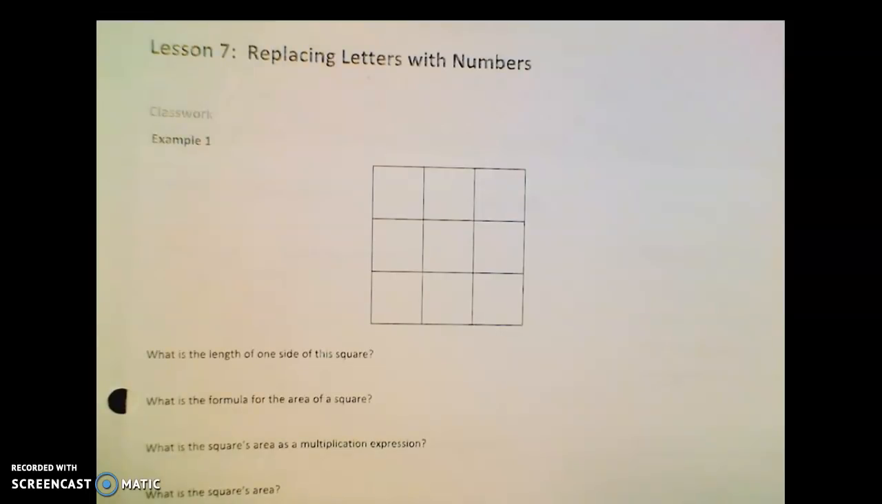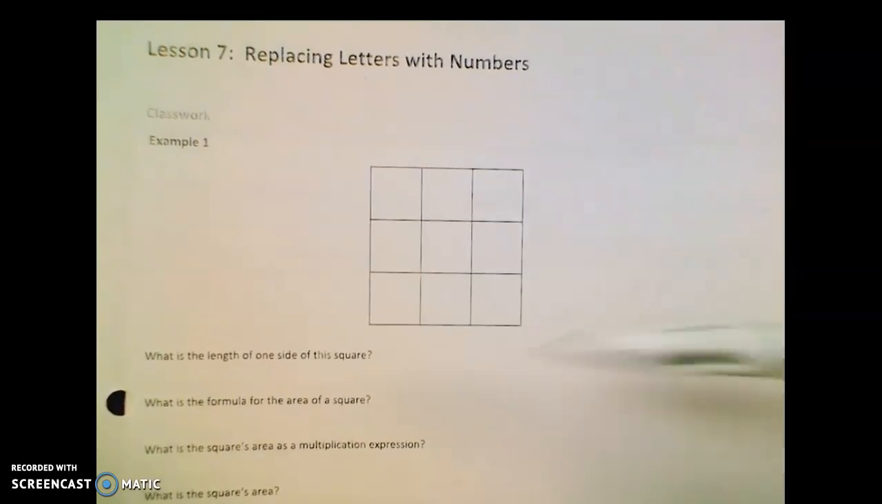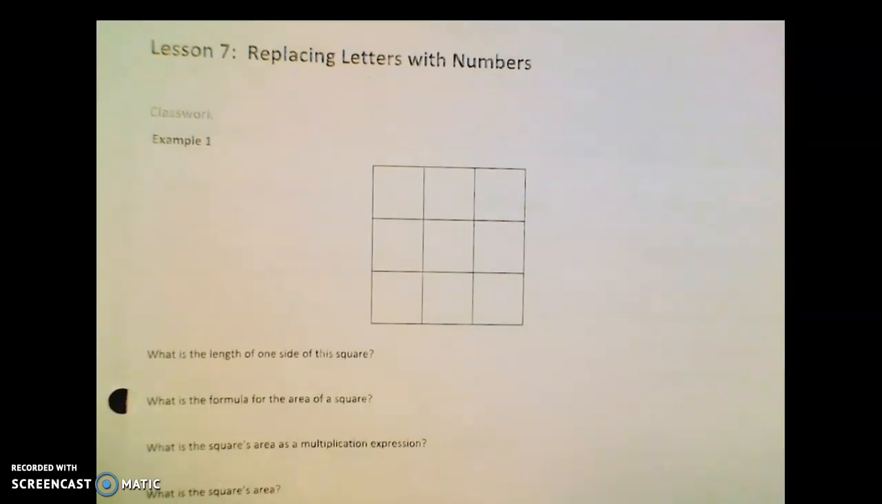So looking at example 1 here, this shape is obviously a square. So our first question is, and you don't have this paper, you shouldn't have anything in front of you right now, you should just be listening along with me, and then I will tell you when to go get your packet. So the first thing this asks us is, what is the length of one side of this square?